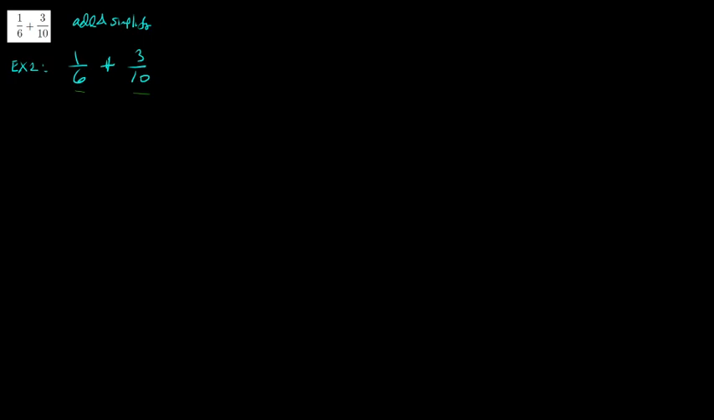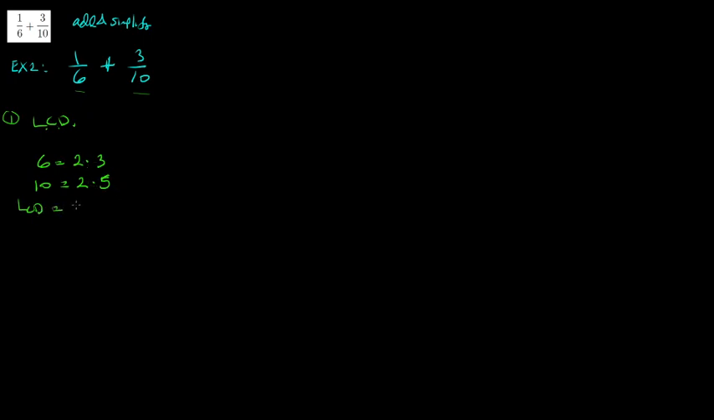So 6 and 10, what's the LCD? What's the least common denominator out of 6 and 10? So this is step 1, LCD, least common denominator. Well, 6 is just 2 times 3, and 10 is just 2 times 5, right? So all the exponents are 1s. So for the least common denominator, you just multiply each factor to the biggest exponent.